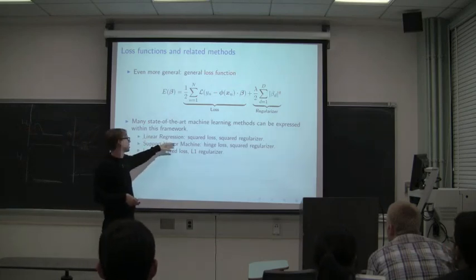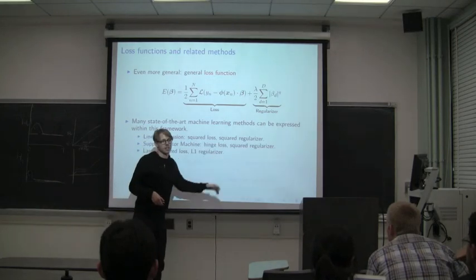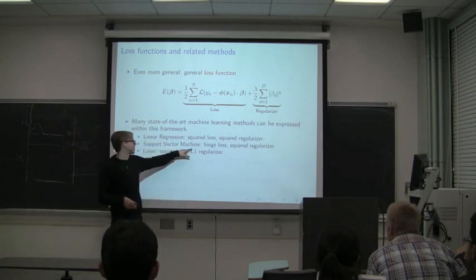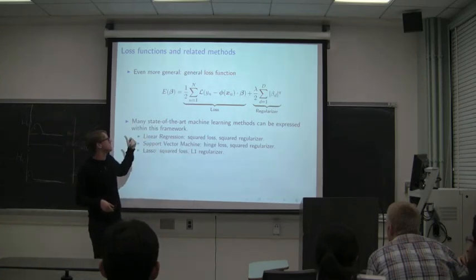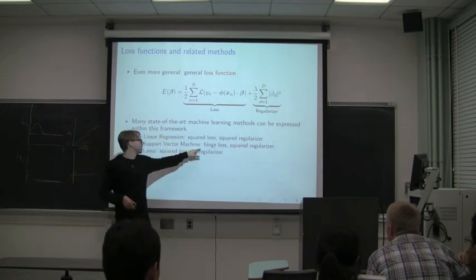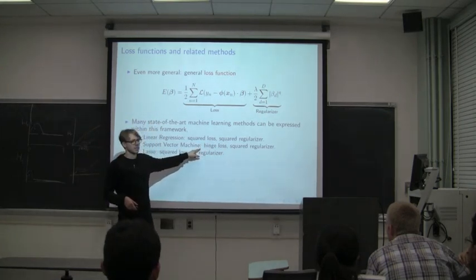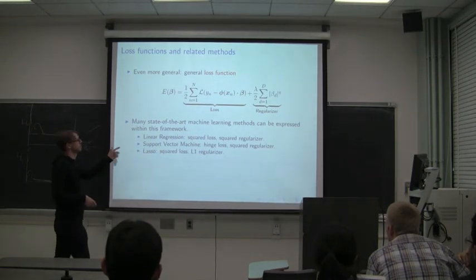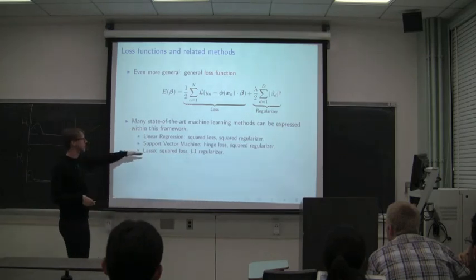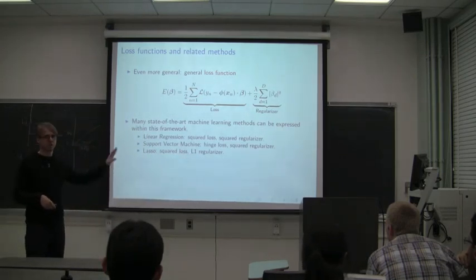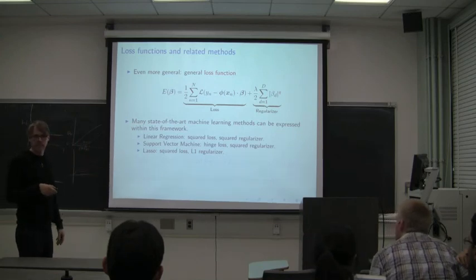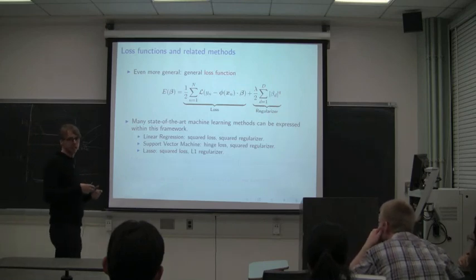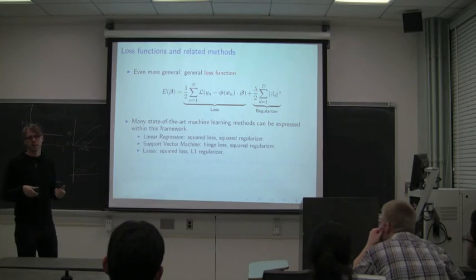For example, linear regression or ridge regression is a squared loss and a squared regularizer. The support vector machine can also be interpreted as such a linear model, where we have a hinge loss and also a squared regularizer on the weights. Or the lasso would correspond to a squared loss and one regularizer. And the list goes on like that. You can explain boosting like that, many, many models. It doesn't mean that it's the best way to optimize these models, but it's an interesting insight and interpretation.